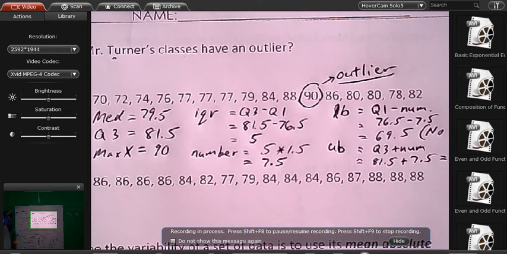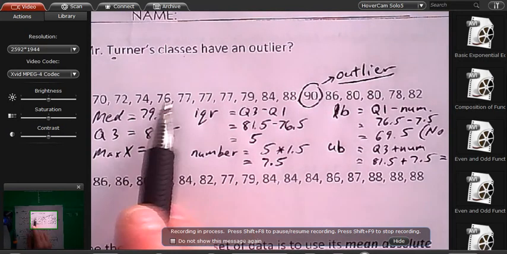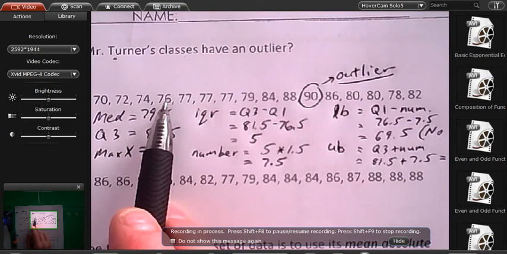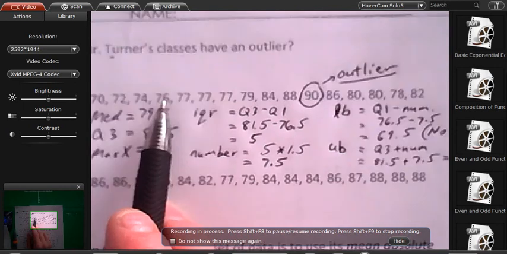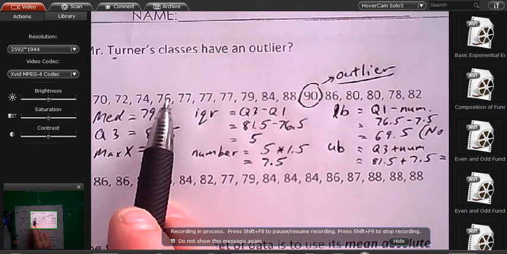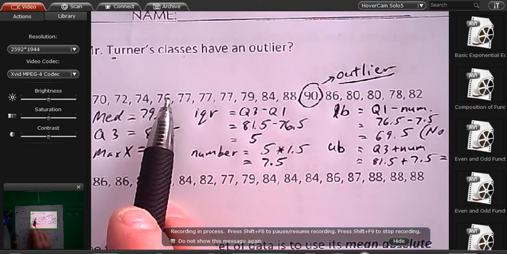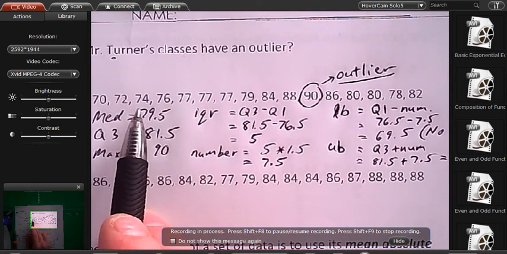It's going to be 69.5 is the lowest. 69.5 is the lower boundary, but there are no numbers lower than that. So there's no lower outlier. If there was, then you would have some lower outliers. Like let's say you had a 68. That would be an outlier. There could be a lot of outliers. It just depends on what the list is. Yeah, that makes sense. Okay.